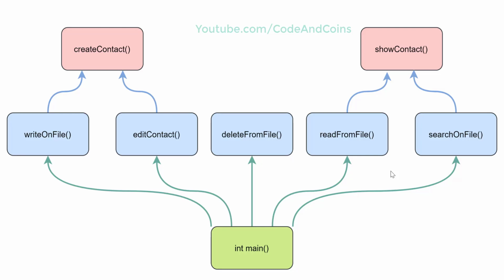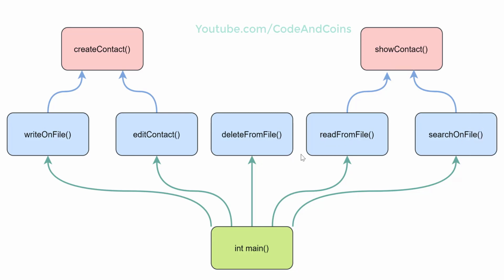Hello guys, my name is Naurasa and today in this tutorial we are going to create a contact management system using the C++ programming language. Here I have divided the program into 8 functions where the int main function is the main function, as you know. From this function we control this blue color function, where the create contact function is controlled by write on file function and edit contact function, where the show contact function is controlled by read from file function and search on file function.